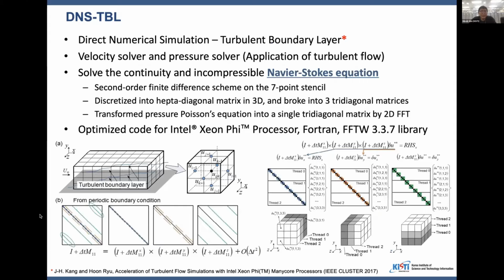DNS-TBL is KISTI's in-house application, and it is a direct numerical simulation of turbulent boundary layer. It consists of a velocity solver and pressure solver, and the main objective is to solve the continuity and incompressible Navier-Stokes equation. This code is optimized for the Intel Xeon Phi, and it uses the Fortran language.